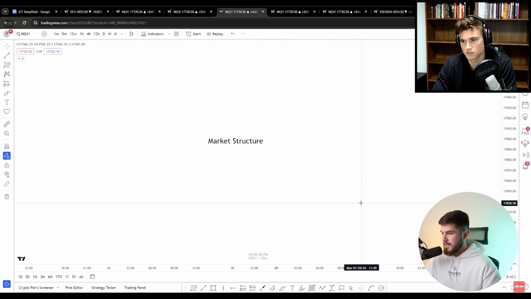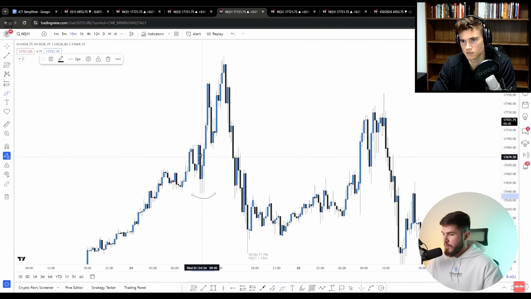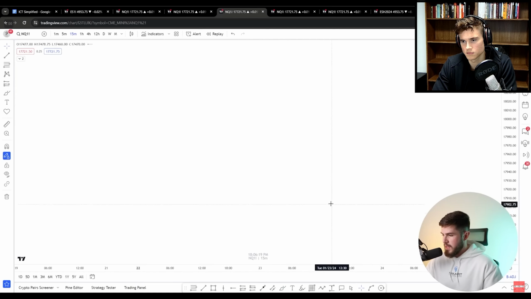Section 2 of price is market structure. First, we're going to talk about your impulse structure. So as the market is pushing very abruptly, like we form a low here and we have a big move to the upside, that is going to be an impulse. So we expect the market to continue through these impulses.